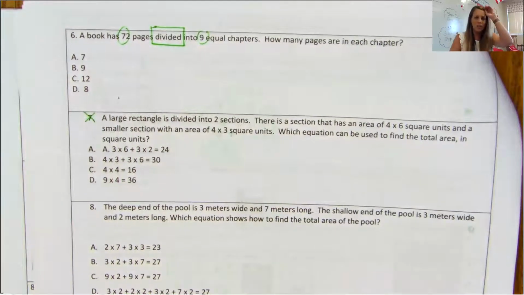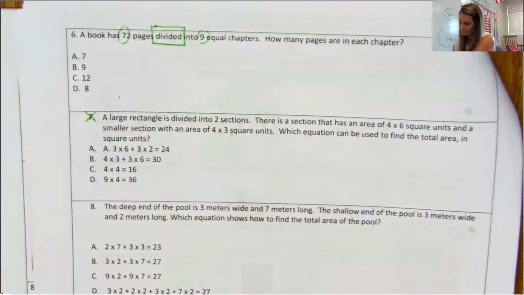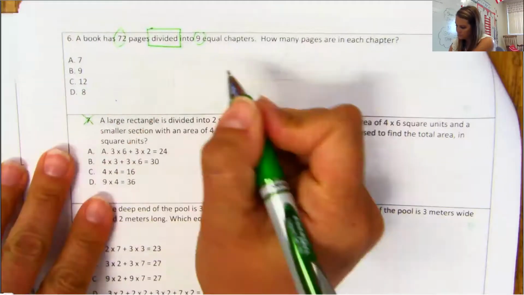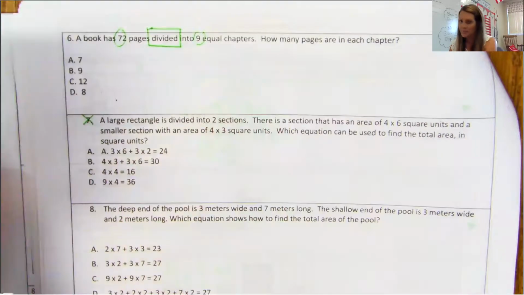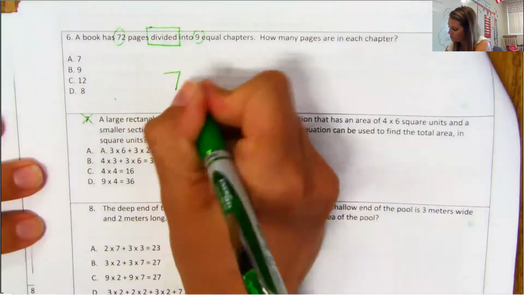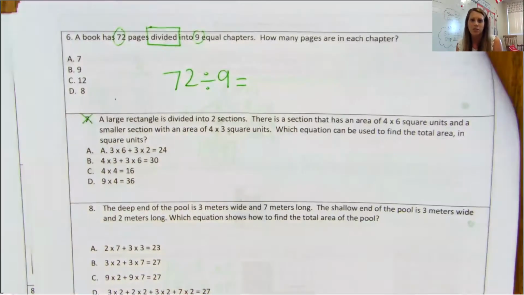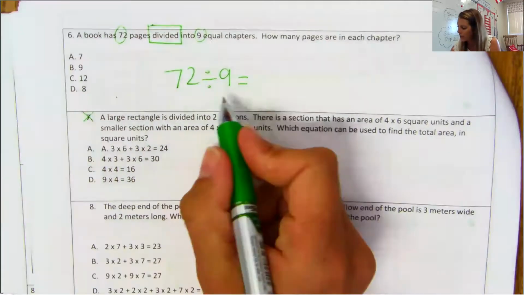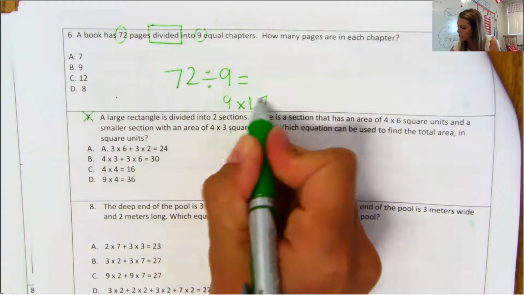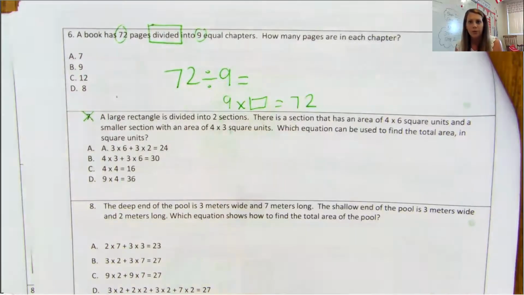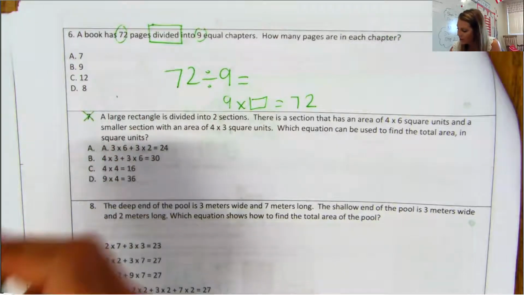Go ahead and write your equation. What would that look like? You should have written 72 divided by 9. And what is 72 divided by 9? Or 9 times what equals 72? Remember, use multiplication to help you. What did you get? You should have gotten 8.